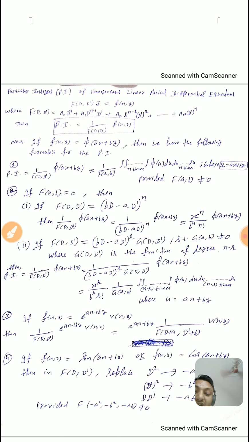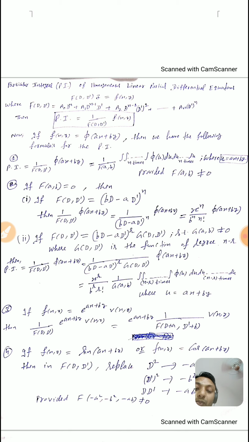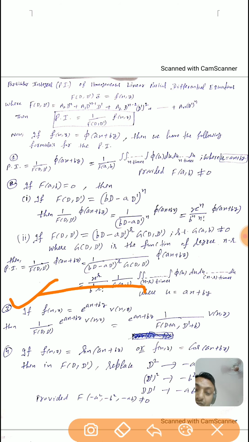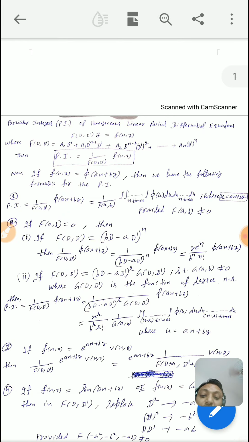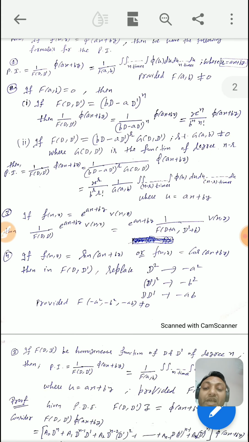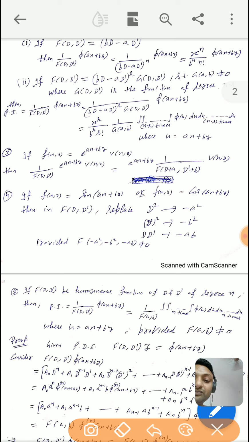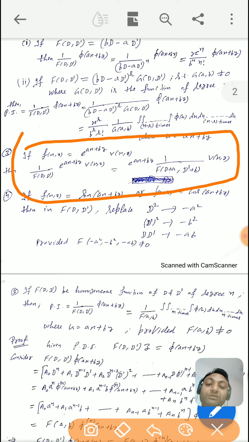Now the third rule: if f(x, y) is equal to e^(ax+by) into v(x, y), that is, when we find the particular integral when f(x, y) is of the form e^(ax+by) into v(x, y), where v(x, y) means any function of x and y, then the particular integral will be equal to 1 upon f(D, D') operating on e^(ax+by) into v(x, y).